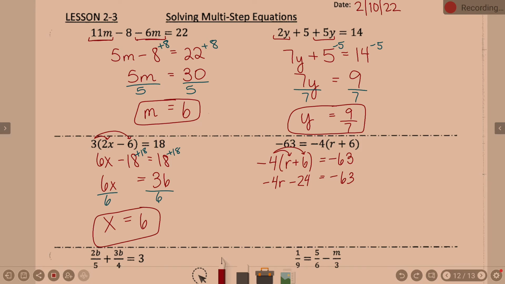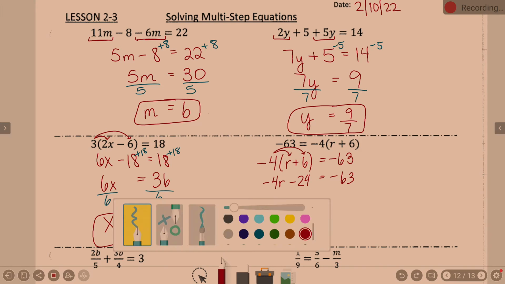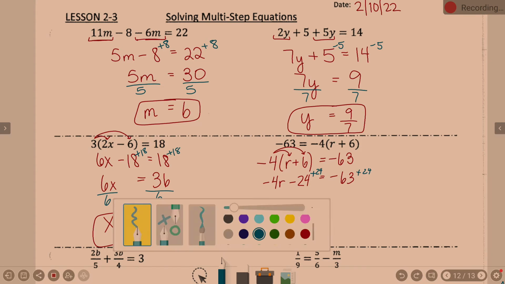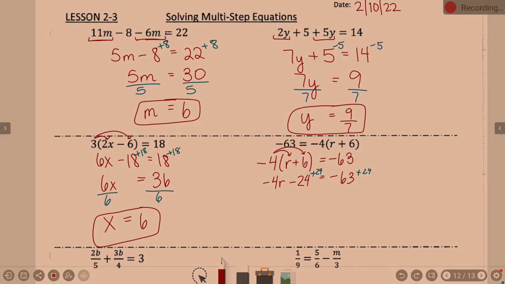Well, I'm just saying you have to add it. If it's negative 4r minus 24, we want to add 24. If I add 24 on the left, you have to do it to the right, so we're going to add 24 on the right. So negative 4r is negative 4r. Negative 24 plus 24 cancels. Negative 63 plus 24 is negative 39. Calculator should tell you negative 39.